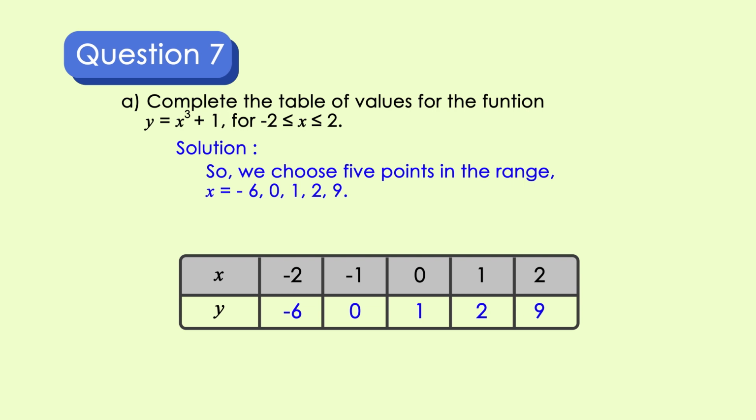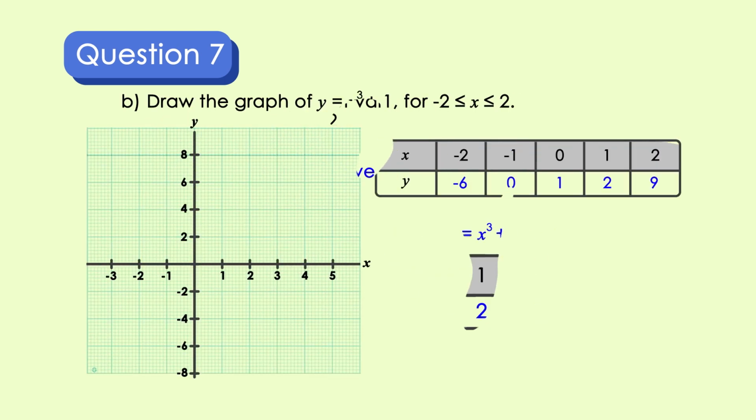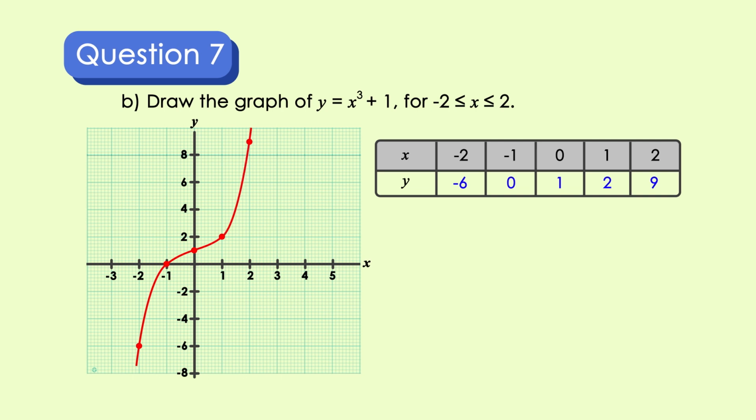Alright, let us check your answers. The table of values for this function will be. Well done, everyone. Now, draw the graph for the function y equals x cubed plus 1. Let us check your answer. By plotting all 5 points and then connecting them with a smooth curved line, we will get a cubic graph.